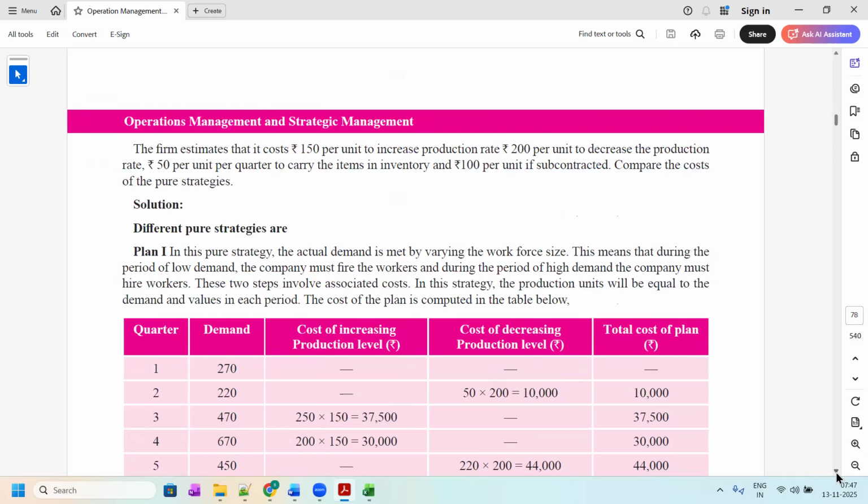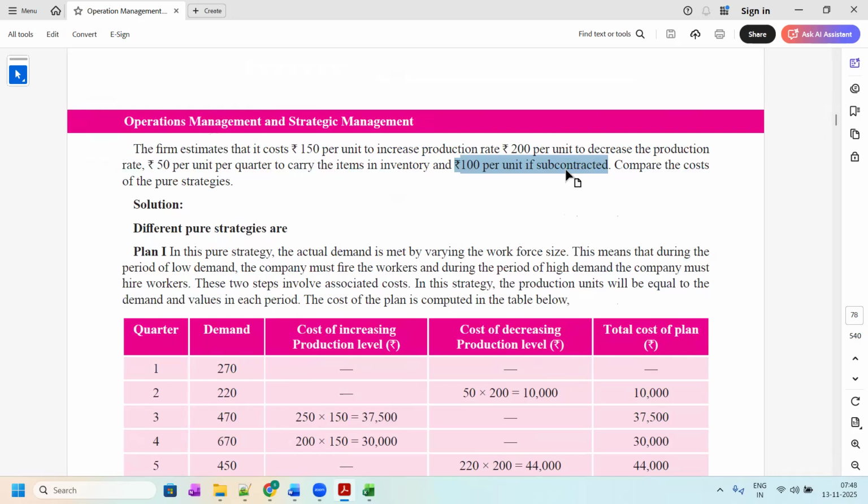So if you reduce the production, the cost per unit is given. If you are increasing the production, then it would cost 150 rupees per unit. If you are trying to reduce your production, then it would cost you 200 rupees per unit. And then the carrying cost of the inventory is given as 50 rupees per unit, and 100 rupees per unit if you use subcontracting.